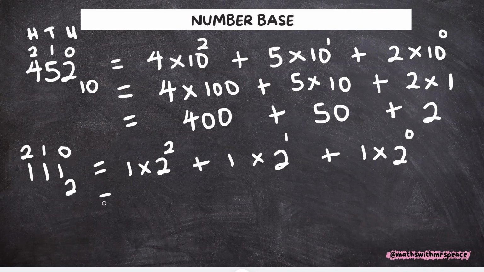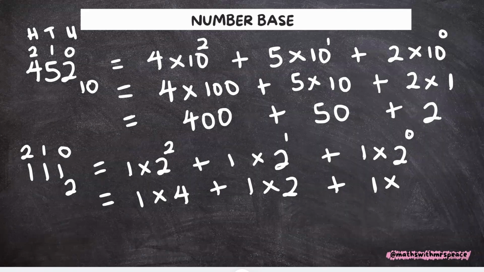Now, if I simplify this further, 1 times 2 raised to the power of 2 is going to give me 4. That's 2 times 2. Plus 1 times 2 raised to the power of 1 gives me 2. Plus 1 times 2 raised to the power of 0 will give me 1.